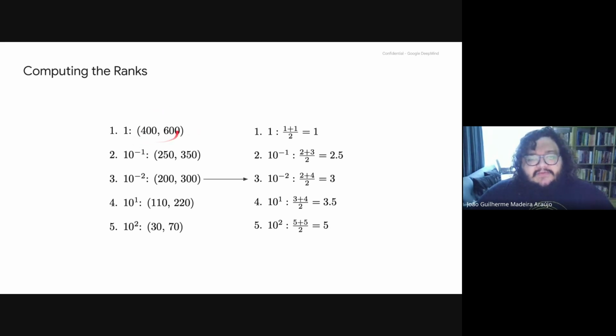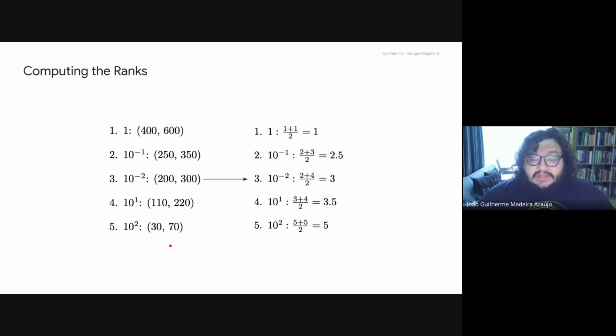Then you get the performances, and we sort them by the mean, breaking ties by the highest value and the lowest value. And you get something like this. So when the hyperparameter was 1, we got the values from 400 to 600. When it was 10 to the minus 1, 250 to 350, and so on.